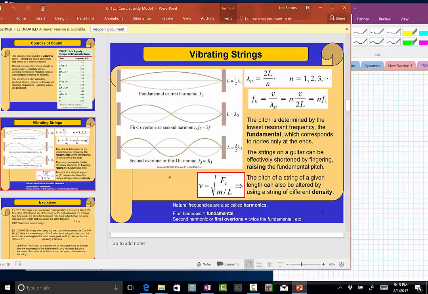Hit the string even faster, and now I get a whole wavelength and a half. So that's what we wrote here, 3/2 of the wavelength, right? In this case, for the first harmonic, I don't have any node in between. Second harmonic, I have just one node in between. Third harmonic, 2 nodes in between, and I can go on increasing these frequencies.